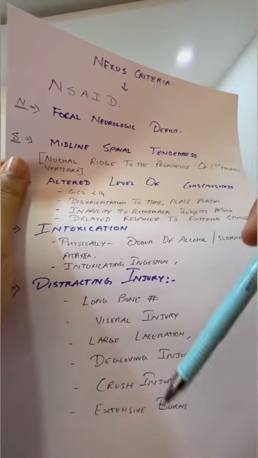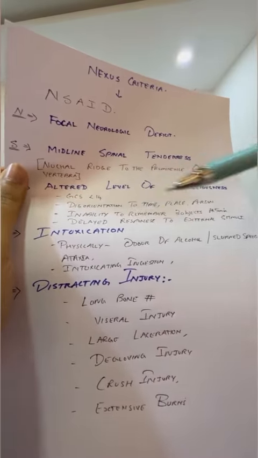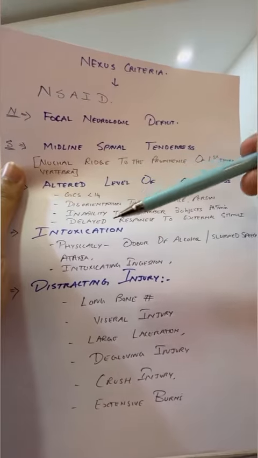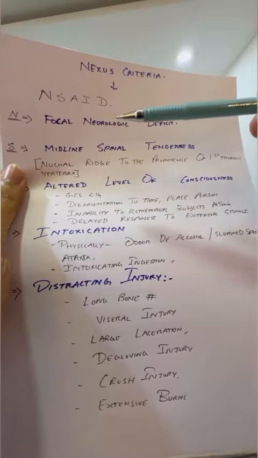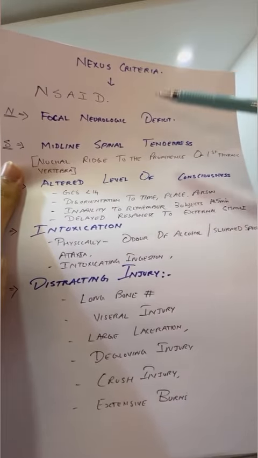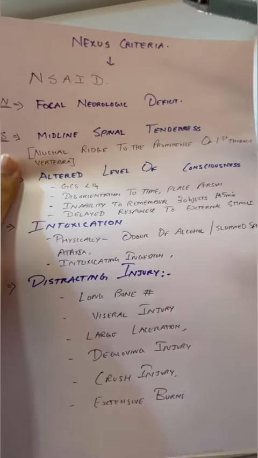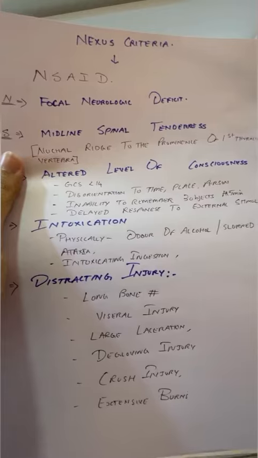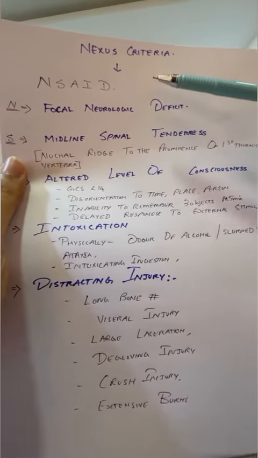All these are distracting injuries, conditions which distract the patient from the cervical spine injury while taking the history. So based on the mnemonic NSAID, all this comes under the criteria. The main ultimate goal of this NEXUS criteria is C spine clearance. This is quite often followed in the ER setup as well as in MRCM exams. So do read about NEXUS criteria.